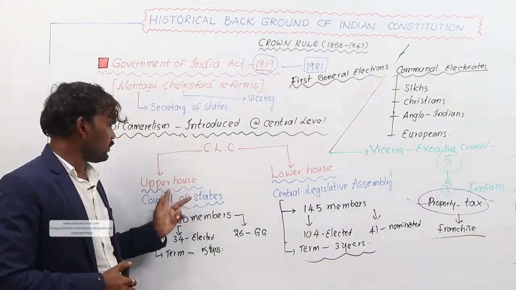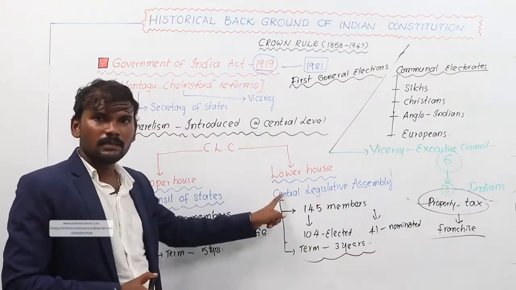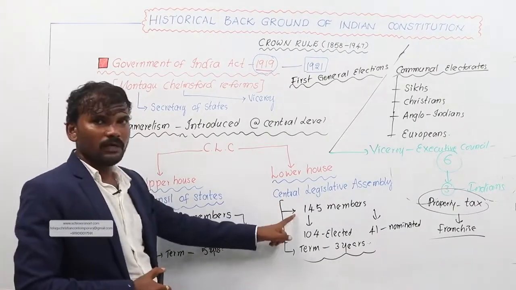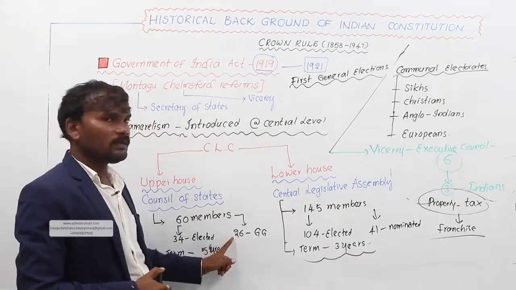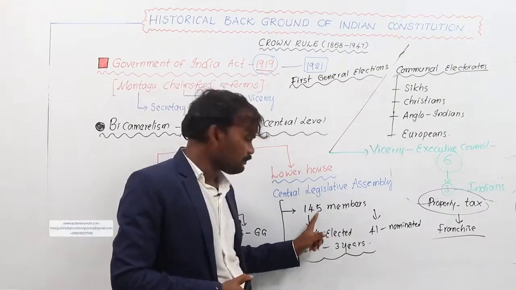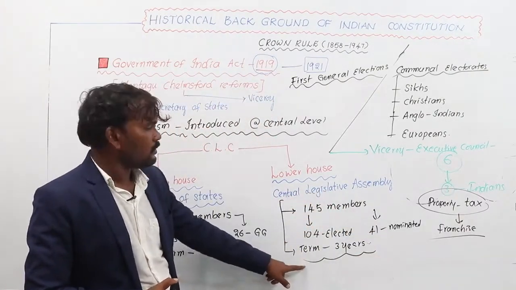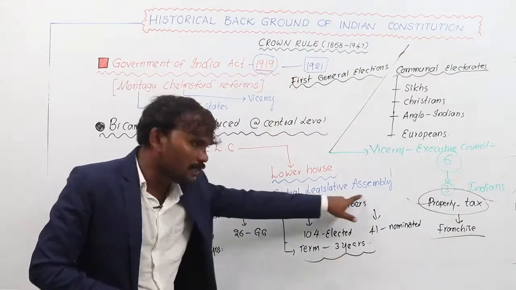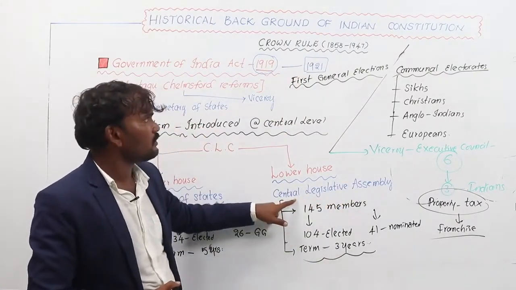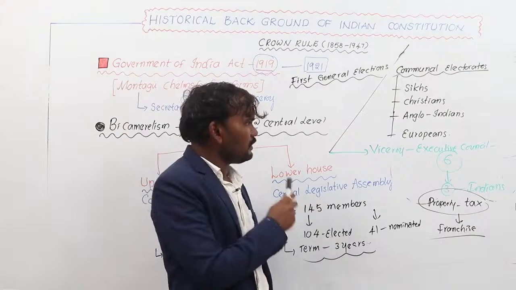Central Legislative Council was divided into 2 houses, upper house and lower house. The upper house is known as the Council of State, and the lower house as the Central Legislative Assembly. The Council of State consisted of 60 members, and the Central Legislative Assembly consisted of 145 members. Of the 60 members, 34 were elected and the remaining 26 were nominated by the Governor General. Of the 145 members, 104 were elected directly and 41 were nominated. The term of the Central Legislative Assembly is 3 years. So for the first time in 1921, the general elections were held to the Central Legislative Assembly, and 104 members were elected by the 1921 general elections. These are the important things you should remember.